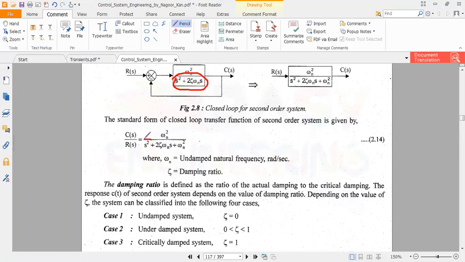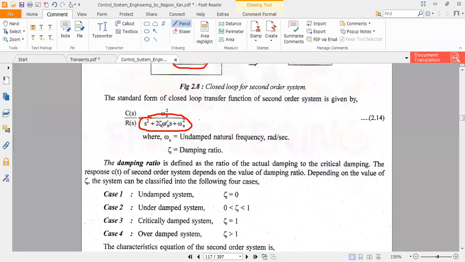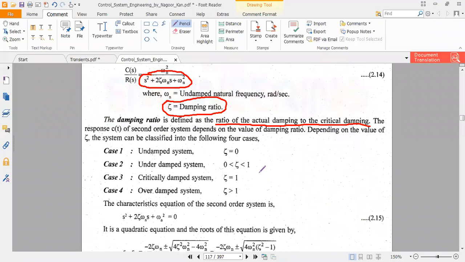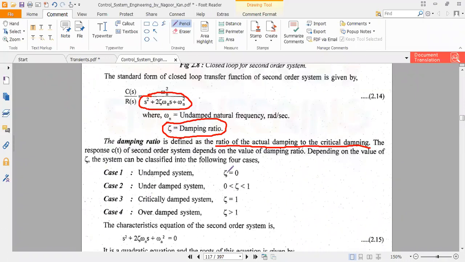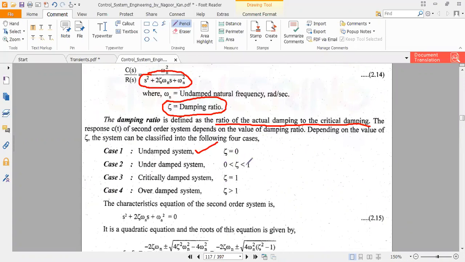We call this the characteristic equation. Here this is the standard form of the characteristic equation, with the term 2 zeta omega n. Here zeta is called the damping ratio, defined as the ratio of the actual damping to the critical damping. Based on this damping ratio the system can be divided into four types. If zeta is 0, it is the undamped system; if zeta is greater than 0 and less than 1, it is underdamped; if zeta is equal to 1, it is critically damped; and if zeta is greater than 1, it is overdamped.